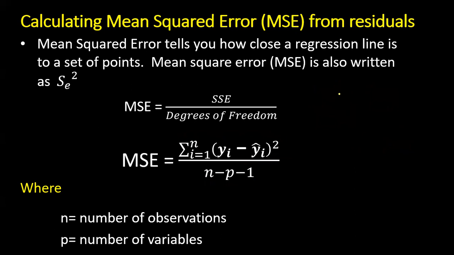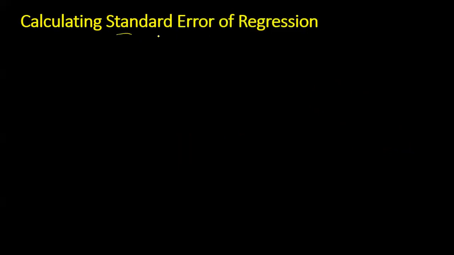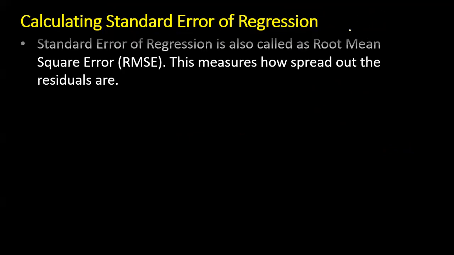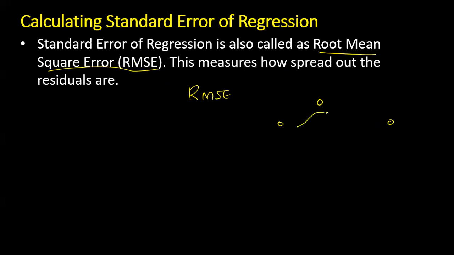So what else can I do from this? I can find out one more thing from here, calculating the standard error of regression. This is just like a standard deviation. The standard error of regression is also called root mean square error, so I'll call it RMSE. This measures how spread out the residuals are. My one value is here, one value is here, one value is here, how much spread it is. I'm going to calculate how spread it is using this RMSE.